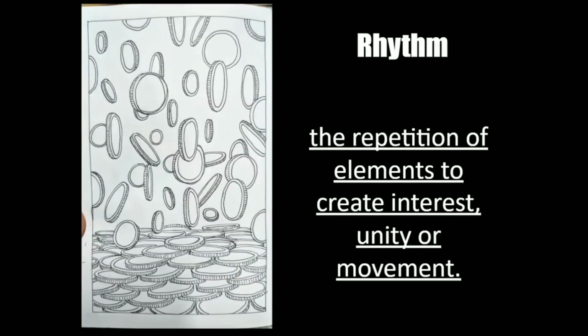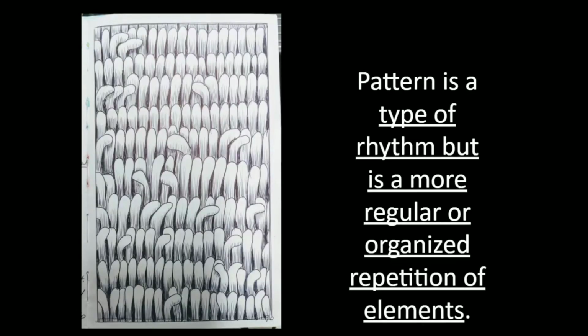Rhythm is the repetition of elements to create interest, unity, or movement. Pattern is a type of rhythm, but it is more regular or organized repetition of elements.